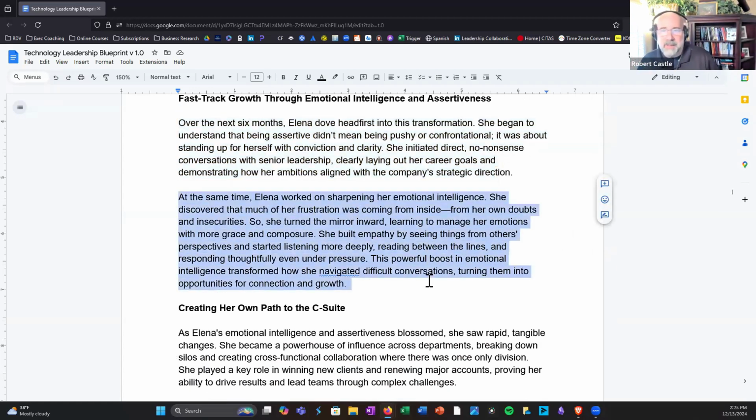At the same time, Alina worked on sharpening her emotional intelligence. She discovered that much of her frustration was coming from the inside, from her own doubts and insecurities, so she turned the mirror inward, learning to manage her emotions with more grace and composure. She built empathy by seeing things from others' perspectives and started listening more deeply, reading between the lines and responding thoughtfully under pressure.